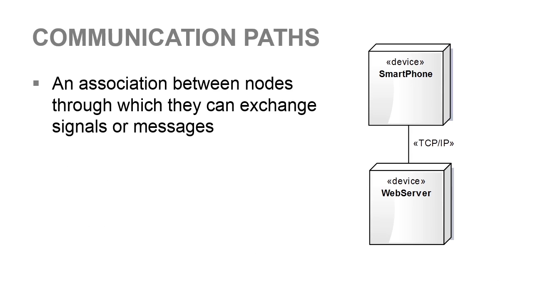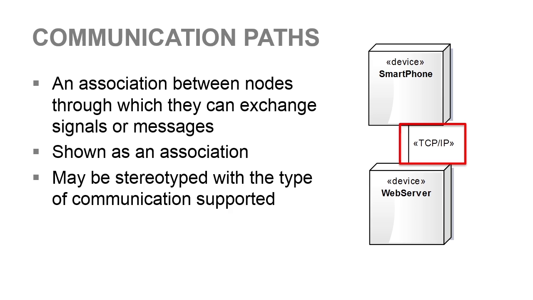A communication path is an association between nodes or devices by which they exchange signals or messages. Typically, it represents some kind of network connection, but it could equally be something like a USB cable between a laptop and a phone. A communication path is shown as an association between two nodes or devices. The type of communication supported, or the communication protocol, is shown as a stereotype alongside the communication path, as with TCP/IP in this diagram. Let's create a deployment diagram in Enterprise Architect to try this out.